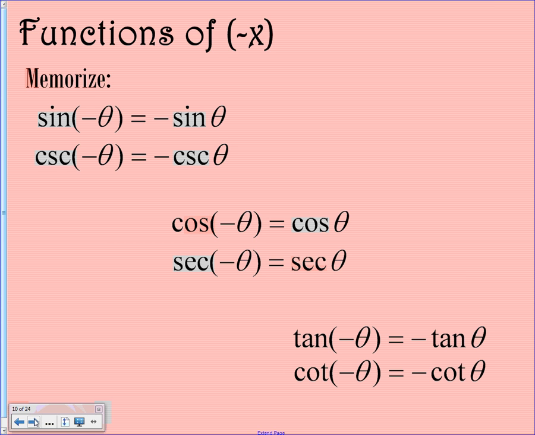Now tangent of negative theta and cotangent of negative theta would be negative tangent of theta and negative cotangent of theta. So on that one, the negative goes from your angle out in front. So the two that are different are cosine and secant. Sine, cosecant, tangent, and cotangent all take the negative from the theta and put it out front. Secant and cosine are the only two where the negative just disappears. You'll definitely want to memorize that information.